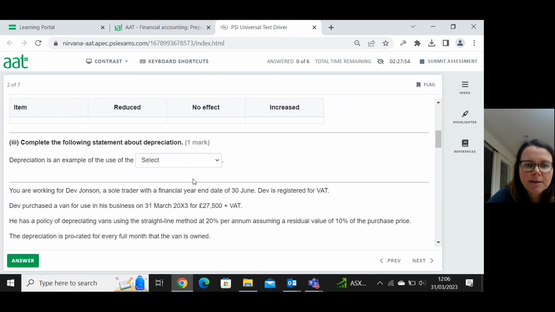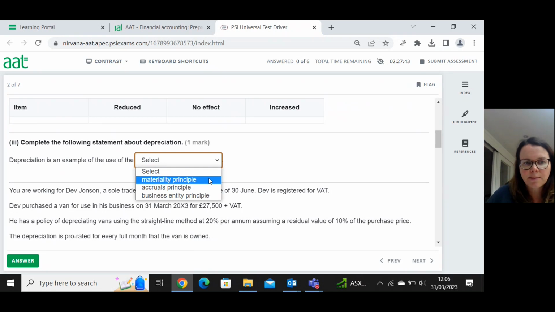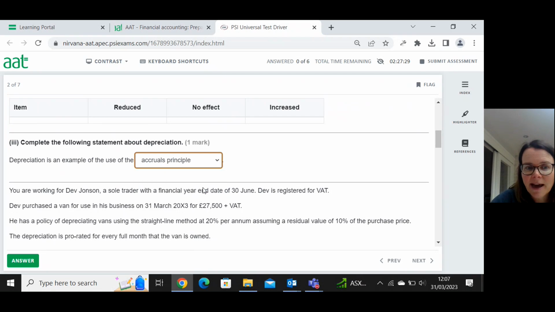Complete the following statement about depreciation. Depreciation is an example of the, okay, so my choice is materiality. Well, that's when something is significant enough to influence decisions of people using the accounts. So it's not that. The accruals principle, I think it is going to be that, because the accruals principle is matching expense and income into the correct period. And what depreciation does is it matches the expense of using the asset over the time that you have it. So that looks like a good answer.